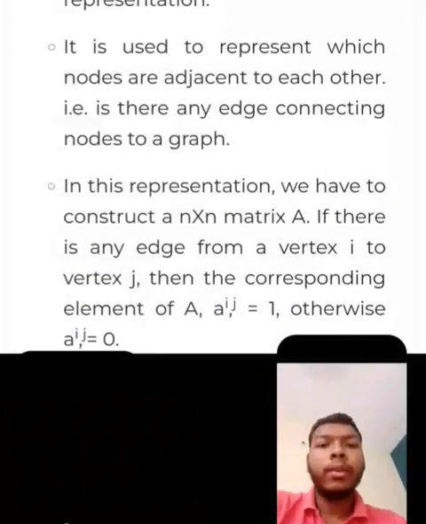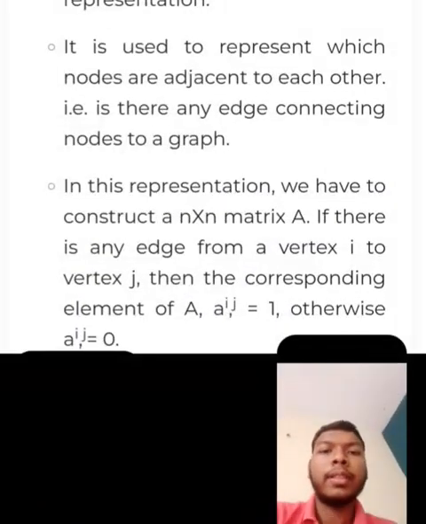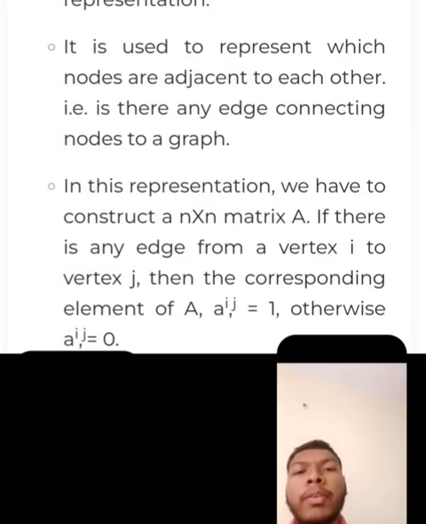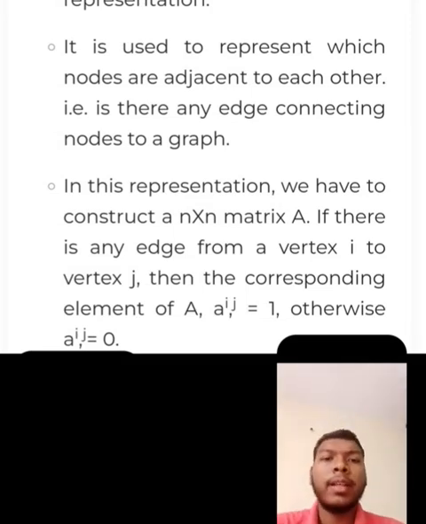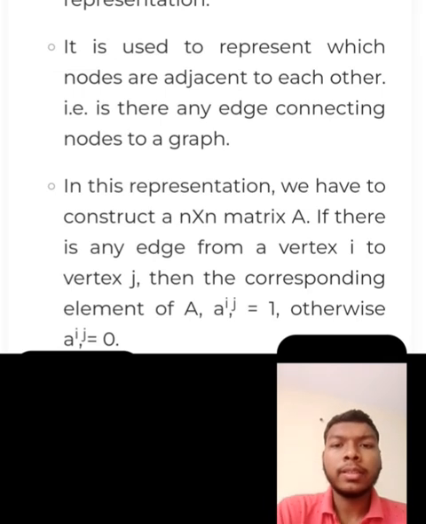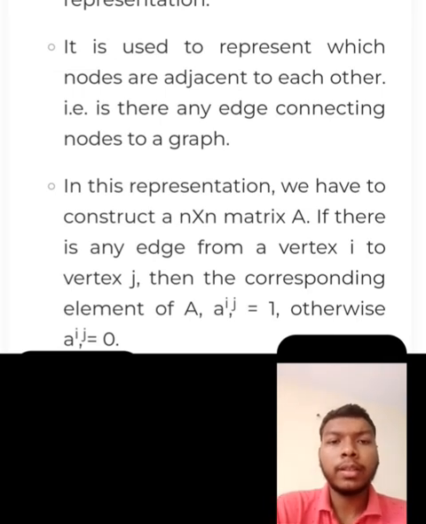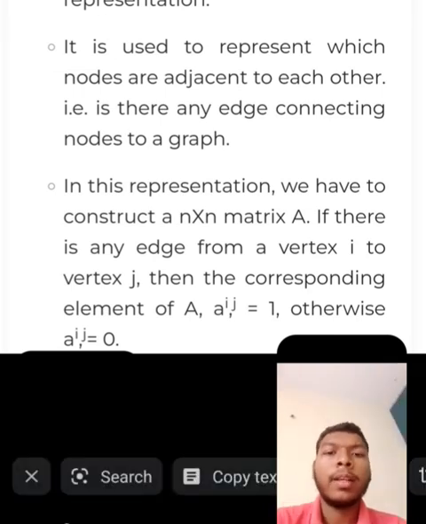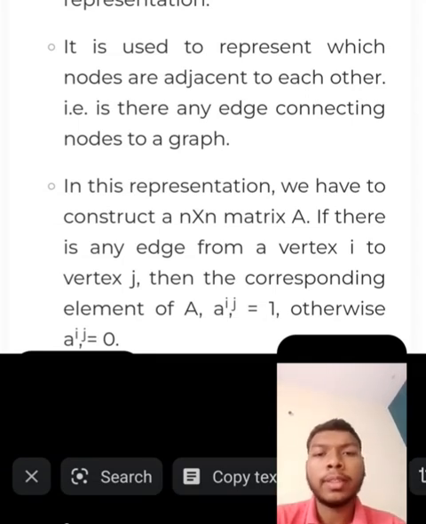So we know that a graph has vertices and edges, and to know its representation, a graph is represented in three forms depending upon its densities. First is the adjacency matrix. Adjacency matrix is a sequential representation. It is used to represent which nodes are adjacent to each other, that is, is there any edge connecting nodes in a graph?